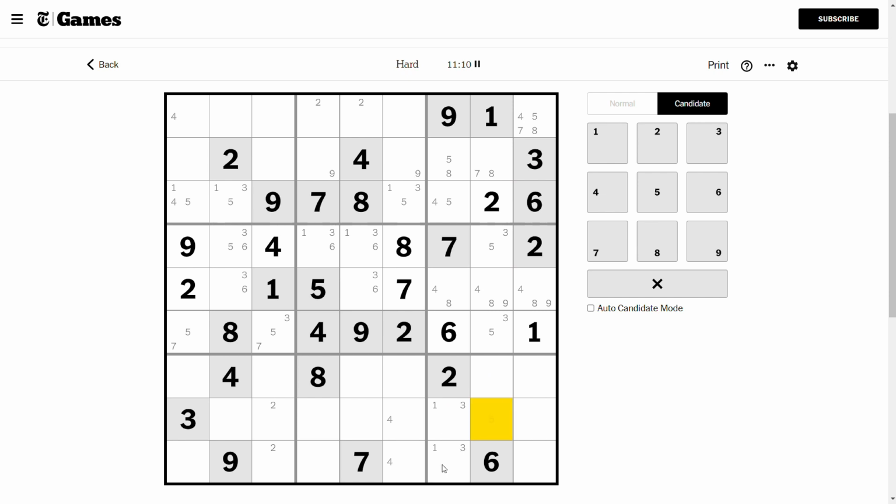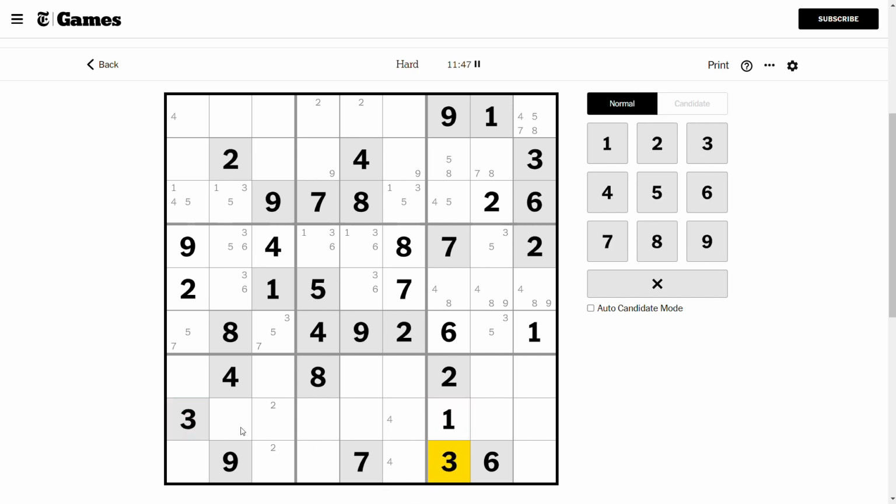Okay, these 3s point down. So in block 9, there's a 1, 3 pair because both 1 and 3 can only go into these 2 cells. So these 2 cells form a 1, 3 pair and eliminate all other digits from these 2 cells. Oh, but this cell also sees another 3, so I can place the 1 and 3 like this. Yeah, I missed the 3 just now.